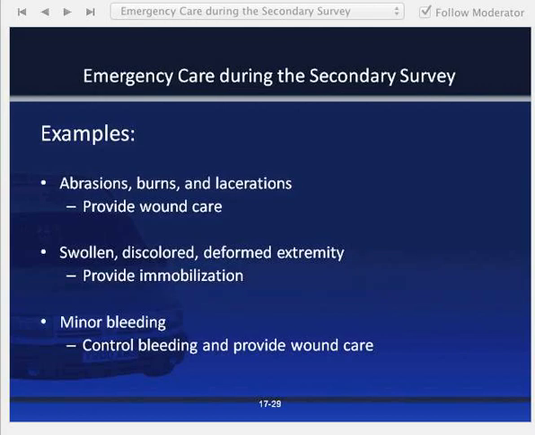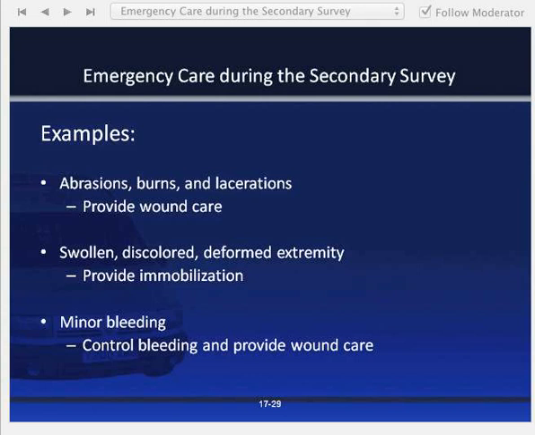Life-threatening conditions must be managed as soon as they are found. Less critical conditions can be managed as they are found during or after completing the secondary survey. Examples include abrasions, mild burns, and lacerations. Provide wound care. For swollen, discolored, deformed extremities, provide immobilization. For minor bleeding, control bleeding and provide wound care.